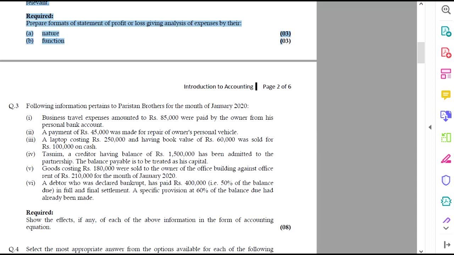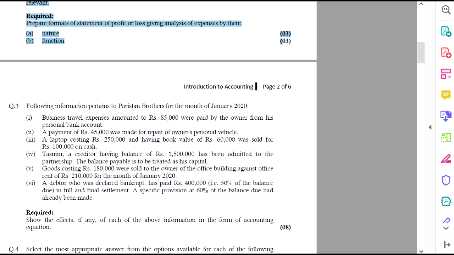The scheme of a creditor having a balance of $1.5 million has been admitted to the partnership. The balance payable is to be treated as his capital. Goods costing $180 were sold to the owner of the office building against office rent of $2,000 for the month of January 2020. A debtor who was declared bankrupt has paid $400,000, 50% of the balance due, in full and final settlement. A specific provision at 60% of the balance due had already been made. Show the effects, if any, of each of the above information in the form of accounting equation.